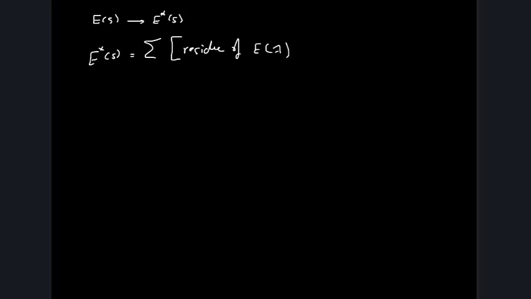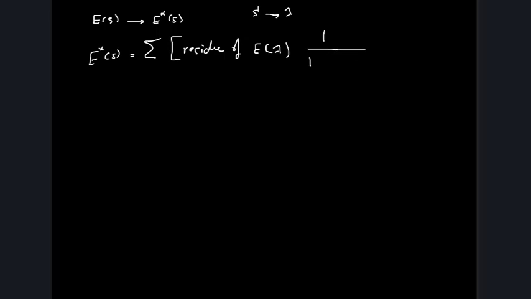So also, what about if we have E of S? If we have E of S, can we find E star of S? The simple answer is yes, using the residual method. So simply here we can state that E star of S will equal the summation of the residue of E lambda. Here I'm changing the variable, complex variable from S to lambda.